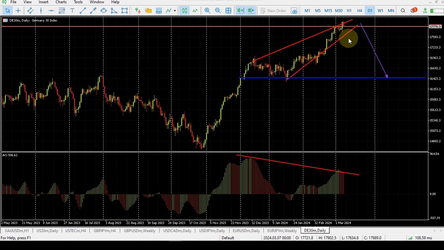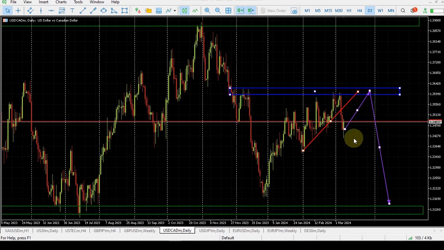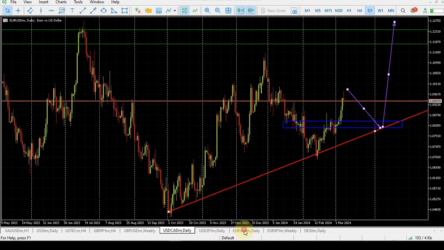So US30, I'm looking out for a sell. Then US Cad, I'm looking out for a sell. Then Euro USD, I'm looking out for a buy. It's as simple as that.